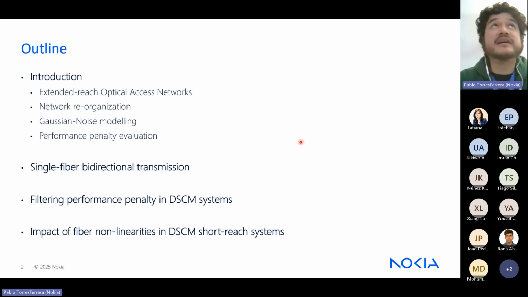Okay, this is the outline of my presentation. It's divided in 4 parts. The first part is just introducing the network that I am analyzing in this presentation, and then, briefly, in a nutshell, the theoretical modeling for this analysis, estimation of the performance of these systems. And then I'm going to present 3 different cases in which we apply this modeling approach and the experimental validation.